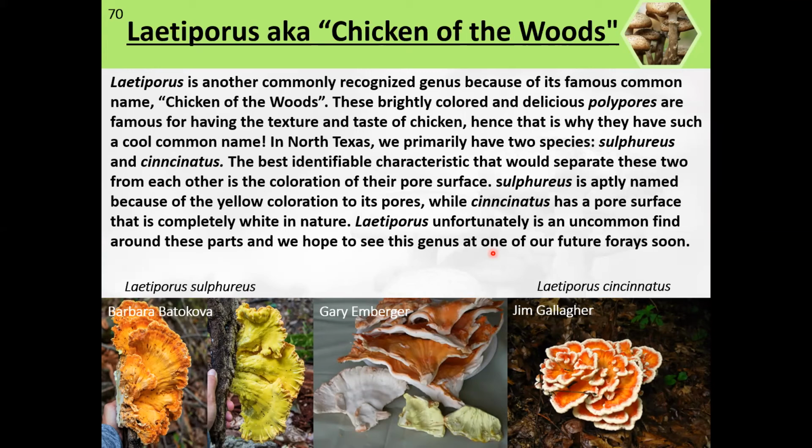And in North Texas, we get two main species, sulphureus and cincinnatus. Sulphureus is recognized by having this yellow sulfur color on its underside, its pore surface, right? So that's how it got its species name. And cincinnatus is recognized by having white pore coloration. So this one on the right is sulphureus, and this one on the left is cincinnatus. This one has yellow pores, this one has white pores. And that's how you tell the difference between those two species. They're both edible and really delicious.